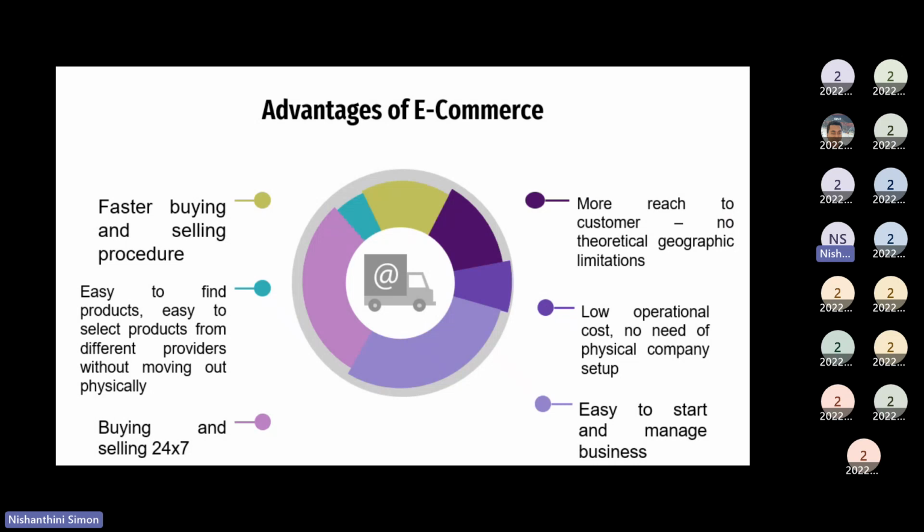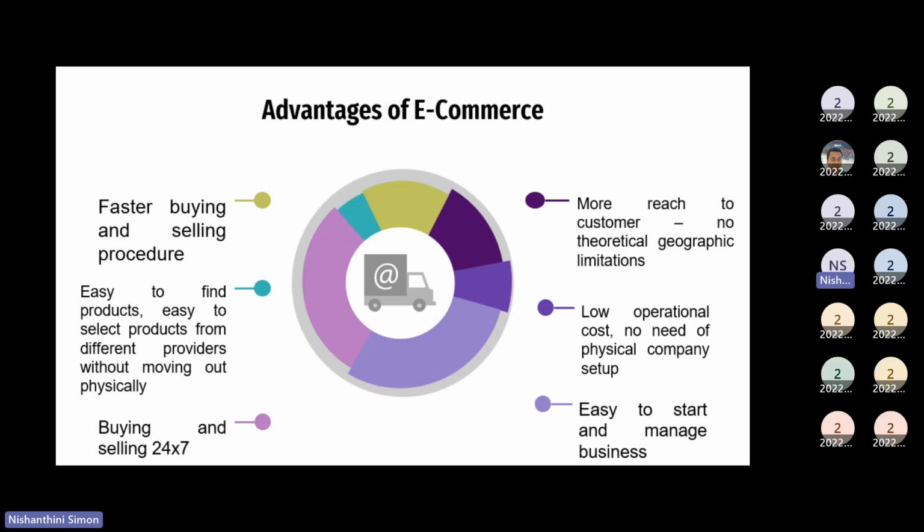So faster buying and selling. We can consider easy access to the products, to select or compare. So those things you also came up with. 24/7, it's there, and we can reach more customers here. So that point you all also came up with. And when it comes to the overhead or the operational cost, we can say it could be lower, and just easy to start and manage. So yes, advantages are there.